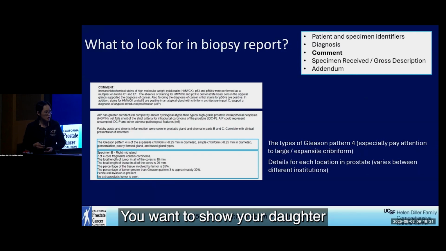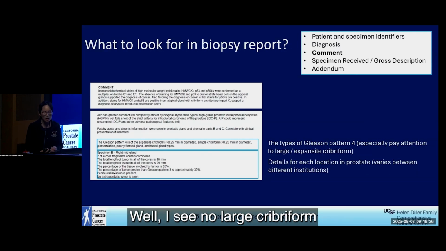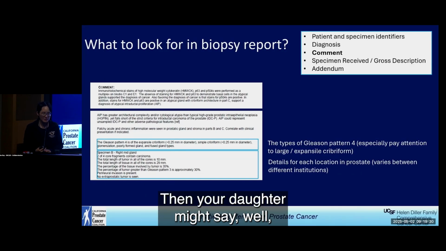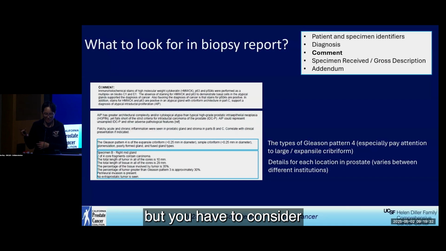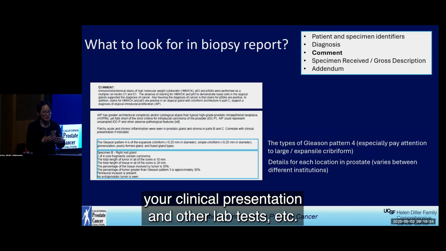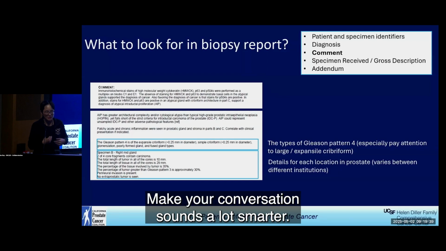So you want to show your doctor you're very smart reading your report. Say, whoa, I see no large cribriform in my report. I'm probably okay, right? And then your doctor might tell you, well, but you have to consider your clinical presentation and other lab tests, etc. So make your conversation sound a little smarter.